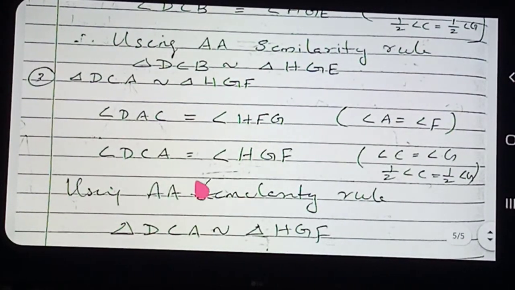Okay. So here also we are applying the AA criteria only. Therefore triangle DCA is similar to triangle HGF. Okay students, the remaining riders I will explain in the next video.